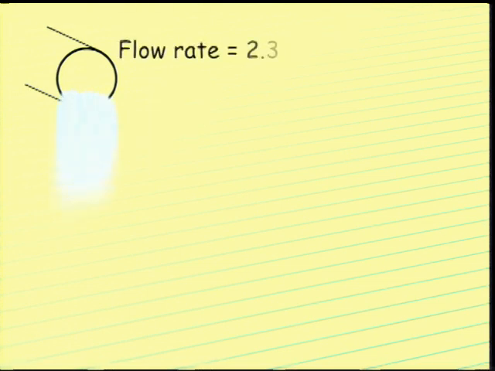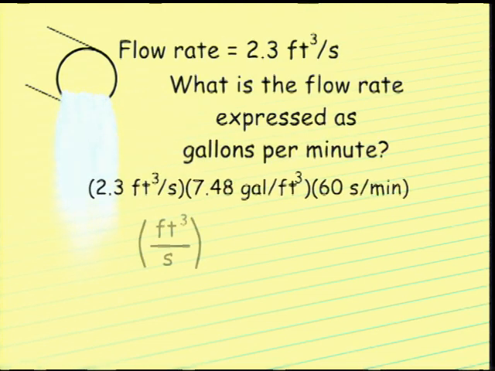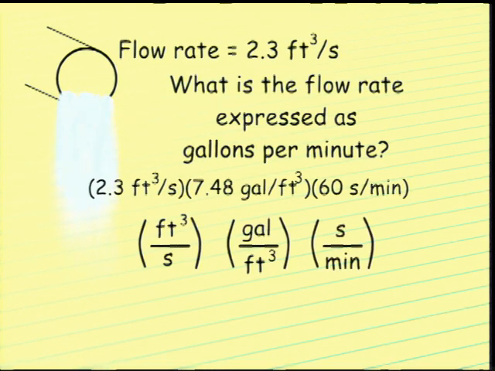Let's try dimensional analysis in the following problem. The flow rate in a water line is 2.3 cubic feet per second. What is the flow rate expressed as gallons per minute? Now let's check the math setup. By converting the problem to a vertical formula and by canceling similar terms, you can see that the answer will ultimately be in gallons per minute. Getting the desired units indicates that you've probably set up the problem correctly.